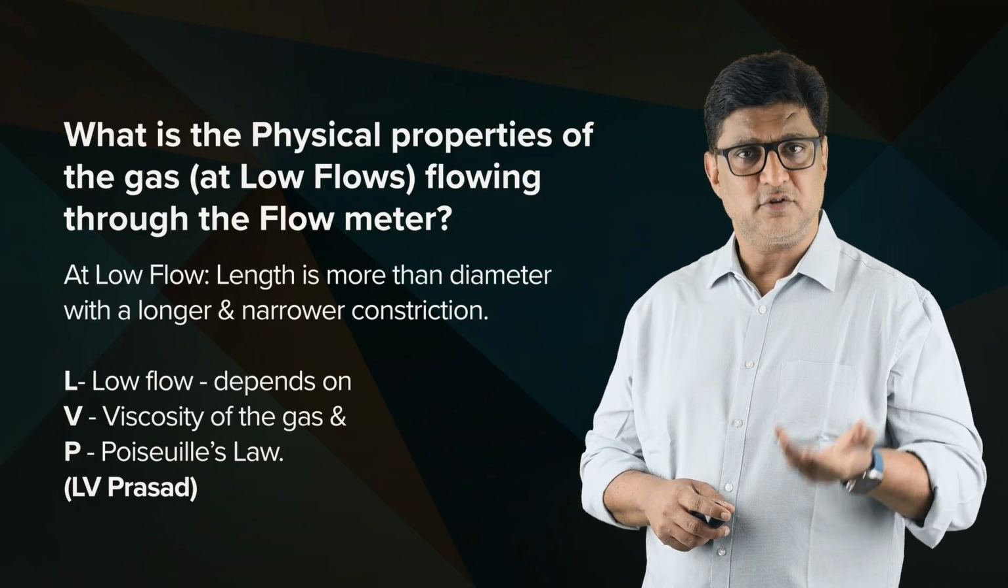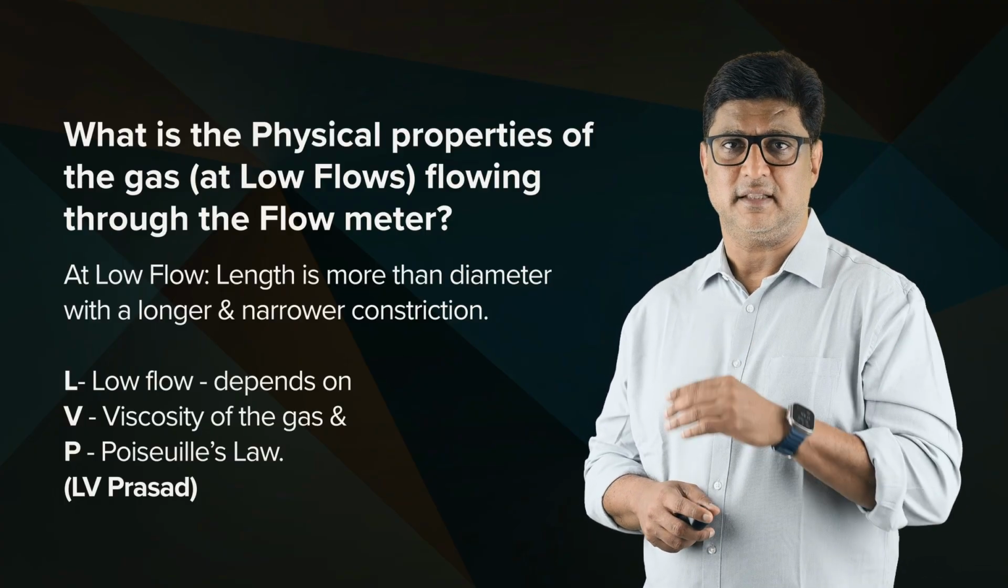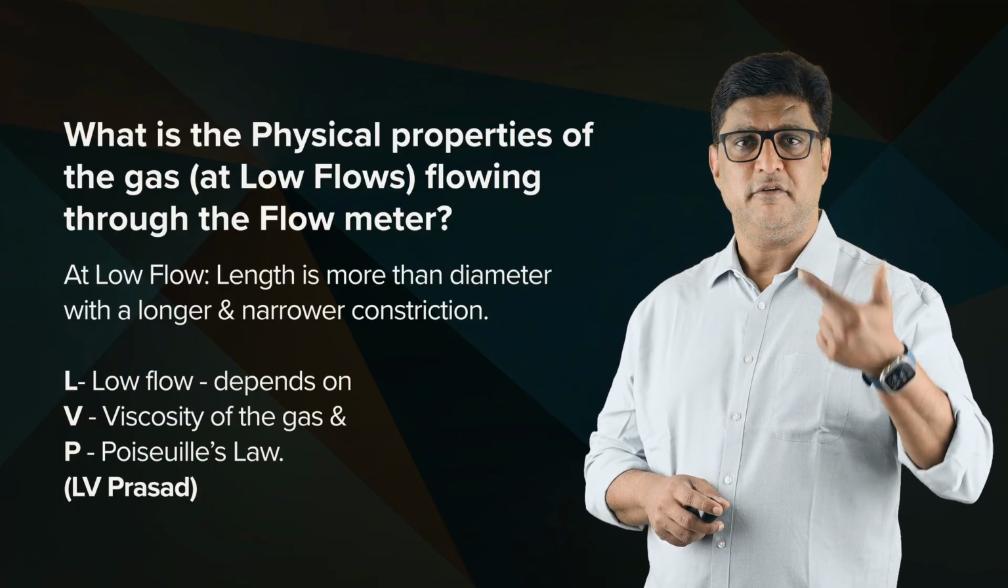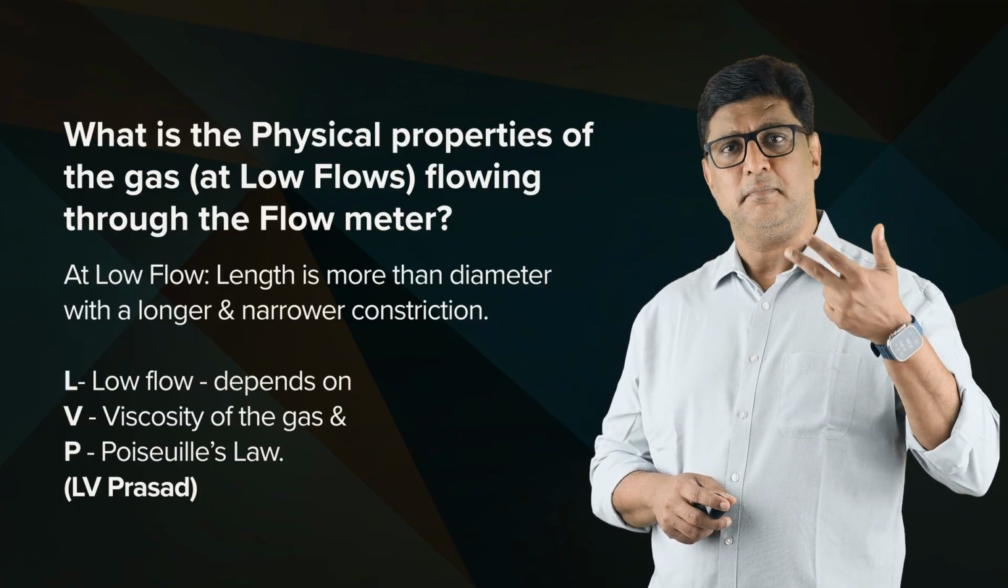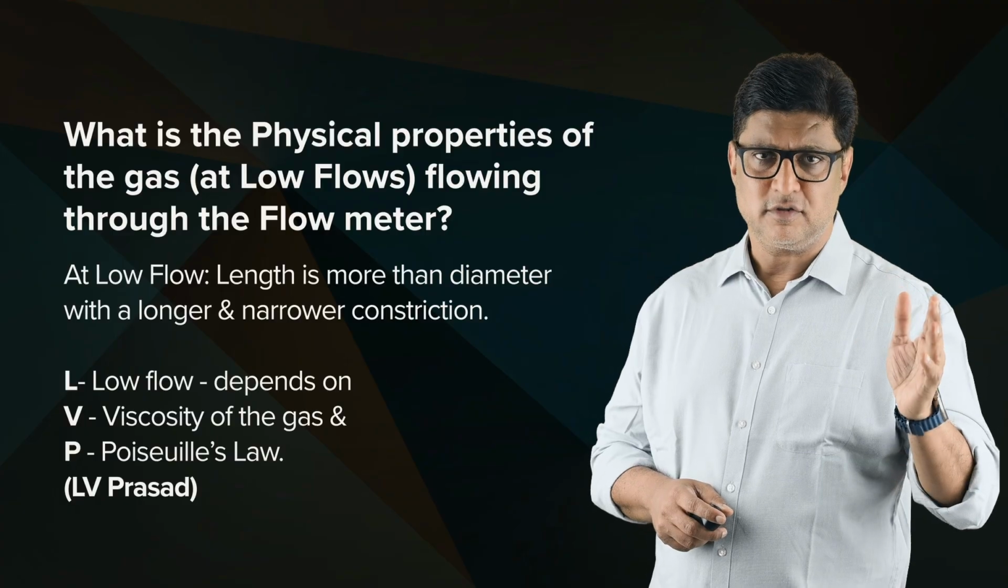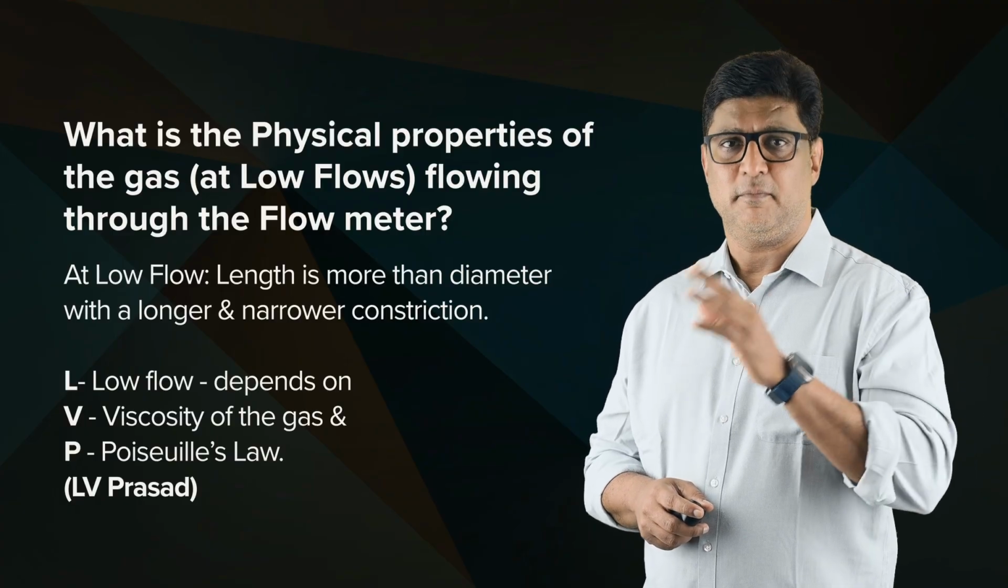There is an easy way to remember this. LV Prasad. L for low flow, V for viscosity and P is for Poiseuille's law. At low flows, it depends on viscosity and Poiseuille's law.